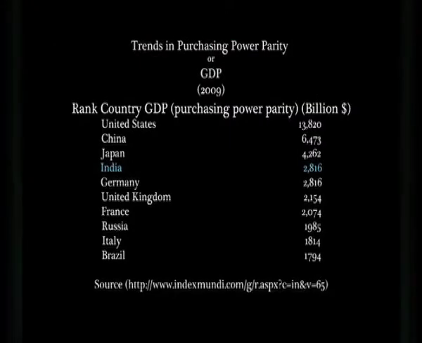In the year 2009, India ranked 4th amongst the countries with highest GDP. The country with the highest GDP in 2009 was the United States. Its GDP was $13,820 billion, followed by China, Japan and India.